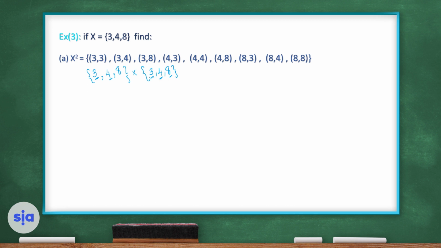The number of elements in set x is 3. To check the number of elements in the new set, 3 squared is 9. So you'll see here that we have 9 ordered pairs in the new set. How can we represent it by an arrow diagram?